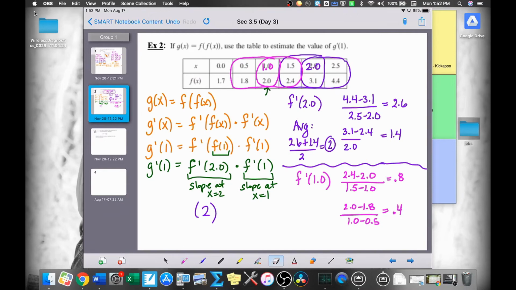And so then if I want to find the average of these two, hopefully you can do this in your head, I'm just taking 0.8 plus 0.4, which would be 1.2. I'm dividing by 2, which gives me 0.6. So right here, this value is going to be 0.6. So finally, if I want to find my g prime of 1, 2 times 0.6 gives me a value of 1.2.